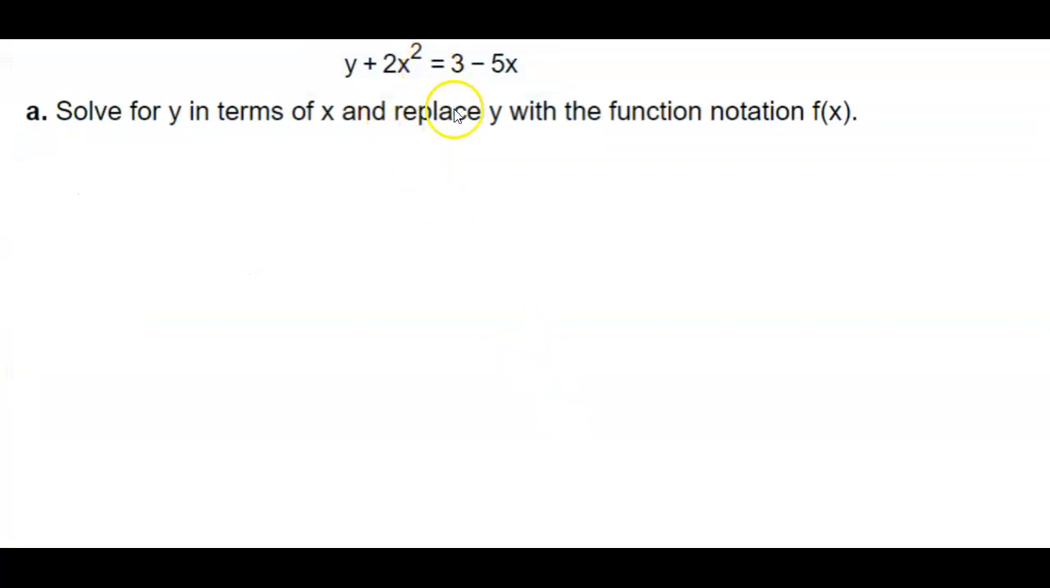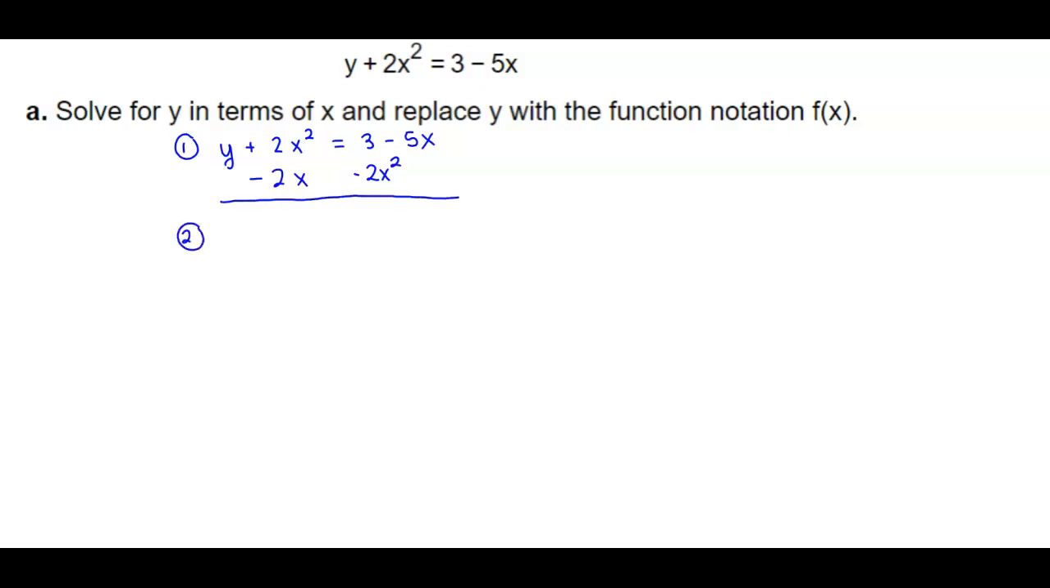Here is the function it's given, and they want us to solve for y in terms of x and then replace it with the function notation f of x. So let's go ahead and do that. So we're going to first write out this equation. We have y plus 2x squared, which is equal to 3 minus 5x. Okay, so in order to solve for y, we're going to subtract 2x squared to both sides of this equation.